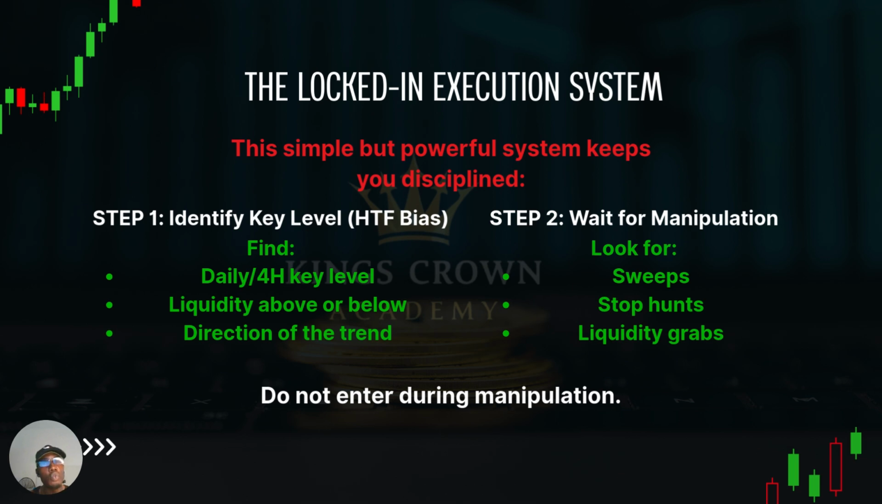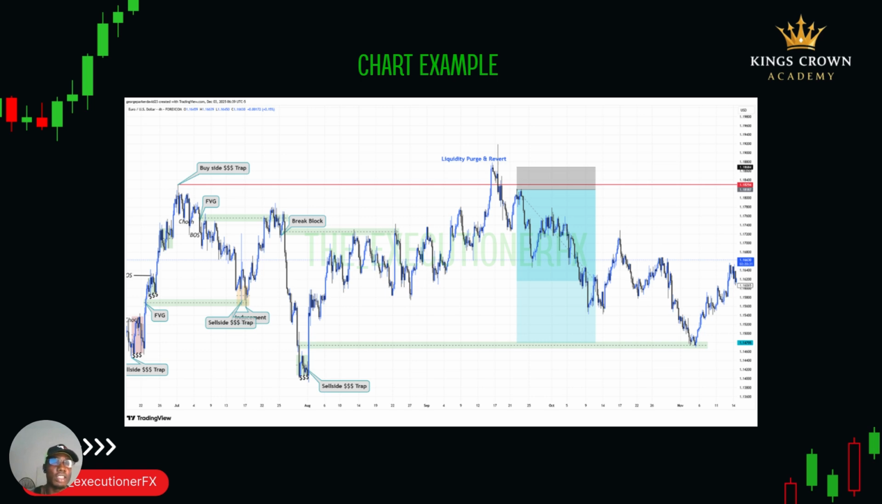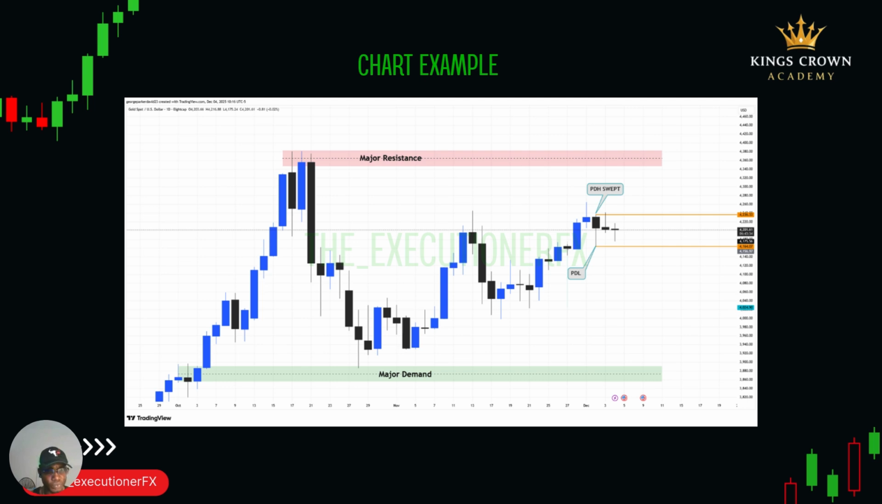Identify key level, wait for manipulation. These are the key levels. We waited for manipulation, and then we engage.